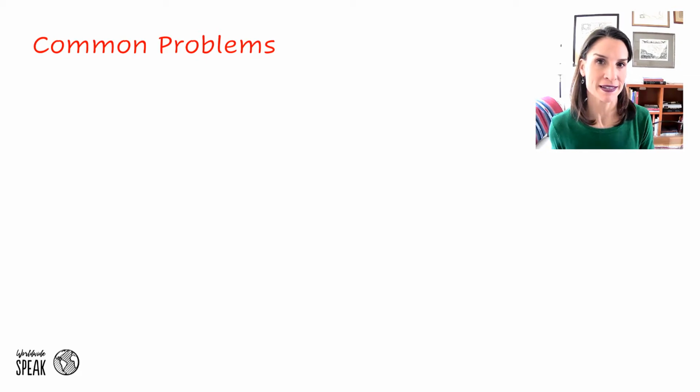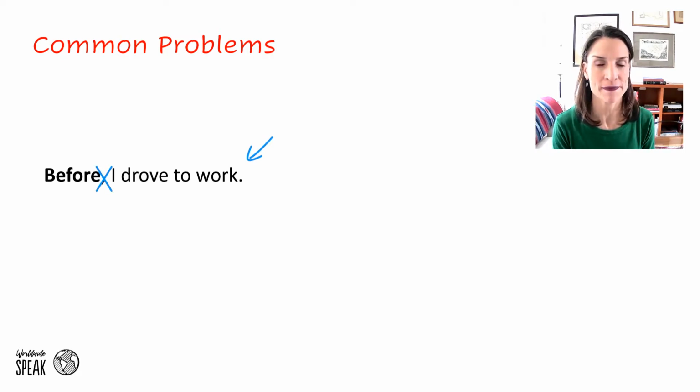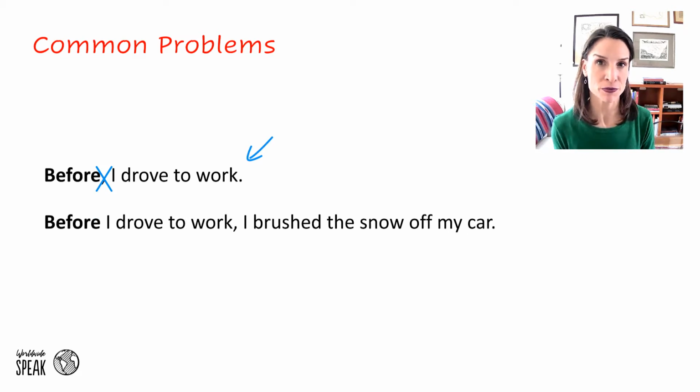Here's another mistake. A couple of problems with this one. Before, comma, I drove to work. So remember, when we begin our sentence with before or after or while, we use a comma at the end of the first clause, not right after the word here like this. And the other problem is that we use before, after, and while in these ways to connect two ideas in a sentence, two clauses. Here I don't have two, I only have one. It should be something like this: Before I drove to work, comma, I brushed the snow off my car.